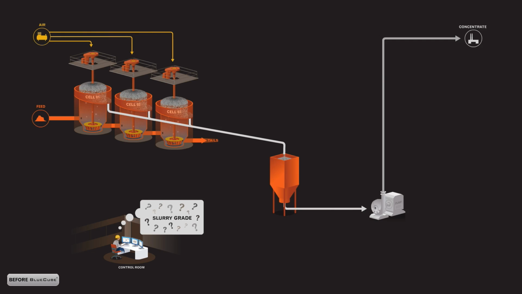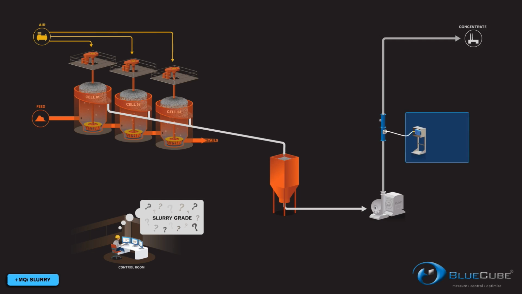At first, the plant personnel do not have a real-time indication of how the slurry grade is changing during the process. A Blue Cube MQi Slurry Analyser is then installed on the combined concentrate of the 3 flotation cells close after the pump in the vertical process line. The Blue Cube MQi Slurry Analyser ties into the process through a scan head that fits onto the process line. The scan head is connected to an optical processor.